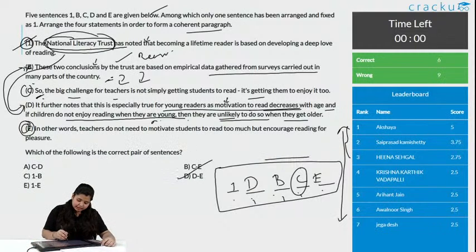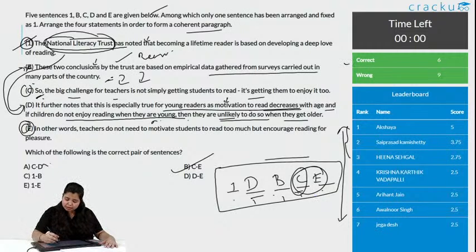The next set says, which of the following is the correct pair of sentences? So, CD, is CD a correct pair? No, not this. CE, is CE a correct pair? Yes, option B is the correct answer. We got the answer. If you want, you can check the others. 1B, no, 1E, no, and C, and DE, obviously not. So, option B is the correct answer, and 6 people got this correct and 9 wrong. Let us go to the next question.